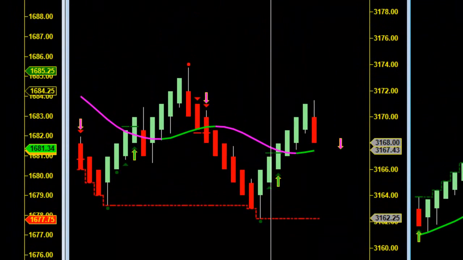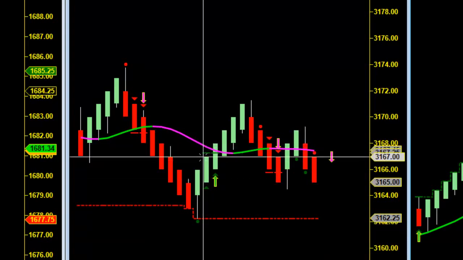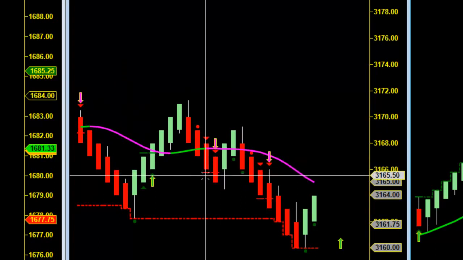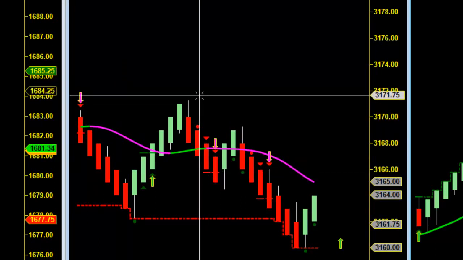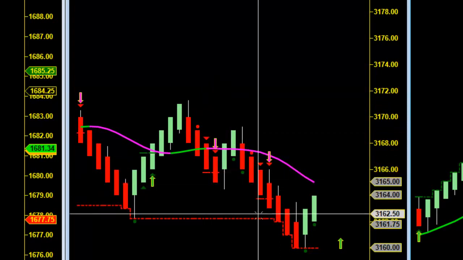Moving right along again here, we get another signal to take a long, but the red filter and the red swing line is going to keep me out. Now you can see we move in here. We do get yet another signal right here. If we're using our recent pivots as stops, I would have survived this trade for 10 ticks and then some.